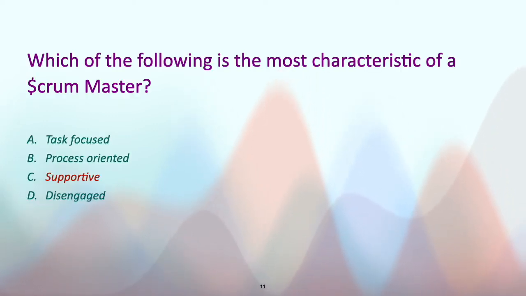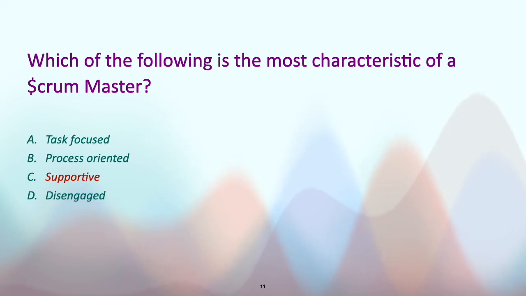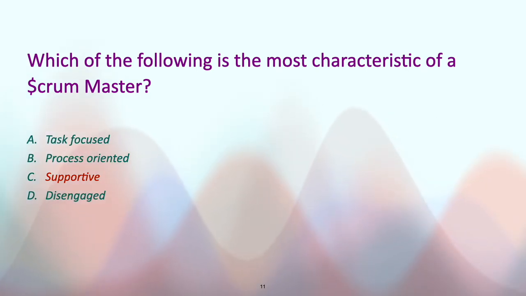So the right answer is C, supportive. He has to be supportive. I think that is the most important characteristic of a Scrum Master. If he's not supportive enough, obviously the team will hesitate in reaching out to him in case of any impediments, or any help needed. And a Scrum Master is supposed to work as a servant leader. Let's move on to the next question.